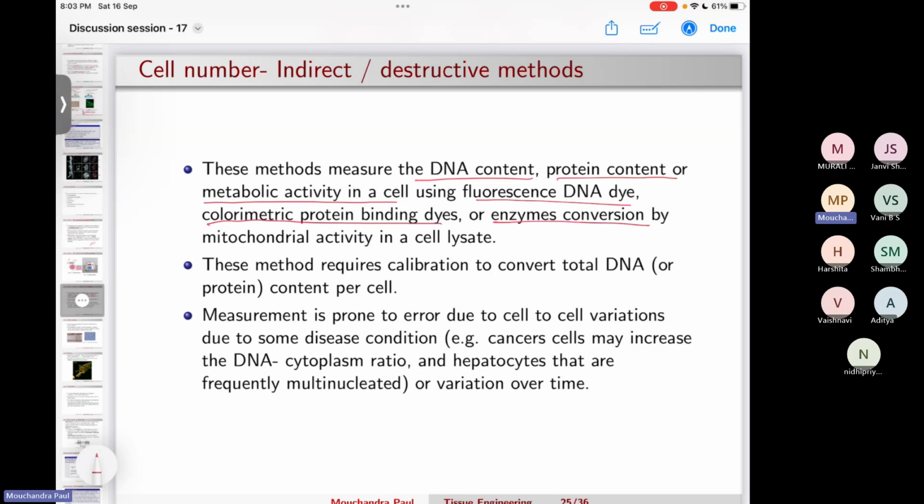But these measurements are prone to error because there are cell to cell variations. Like some cancer cells show a high DNA to cytoplasm ratio. Also, hepatocytes are often multinucleated. From one cell, you will find more than one nucleus. So from the DNA content that you are getting, you cannot accurately determine how many cells are there. You will get a higher cell number, but in actuality there were not that many cells. So this kind of error can also happen using indirect or destructive methods.